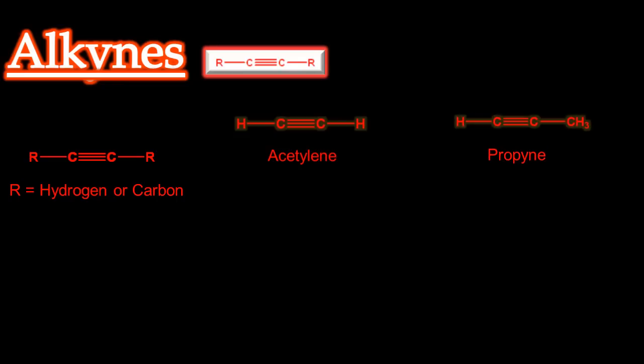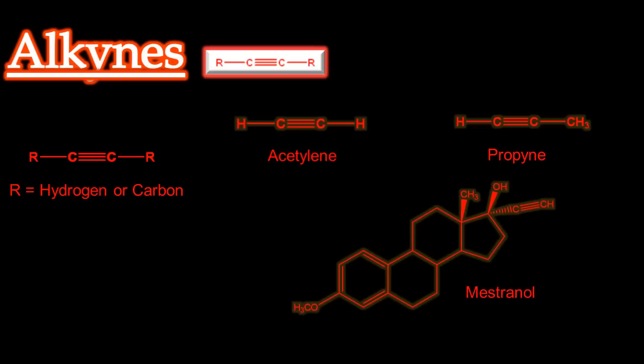Propyne is an alkyne that features three carbons, one of which is a methyl group, which is singly bonded to one of the triply bonded carbons, such that the compound has an overall linear structure. Alkynes, as well as other types of functional groups, can be found in larger, more complicated compounds, such as the one shown here, mestranol. Note that mestranol features its alkyne group here.